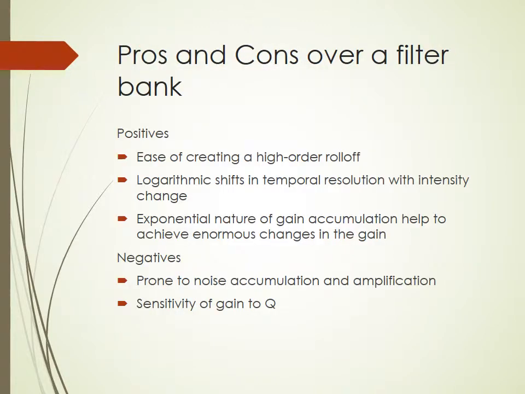Why do we prefer a filter bank over a cascade, or a cascade over a filter bank of bandpass filters? We have a number of advantages and disadvantages. From what we read in the cochlea paper, this is what we understood. There is a high ease of creating a very high order roll off. A sharp roll off slope in a filter is very useful in limiting distortion and also in enhancing spectral contrast. It arises naturally in the cochlea filter cascade.